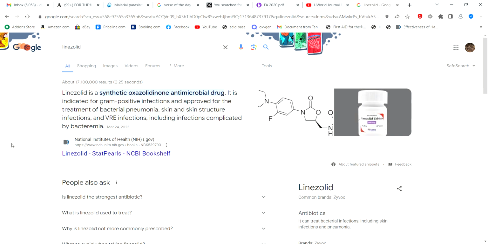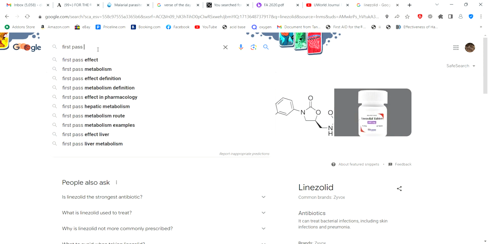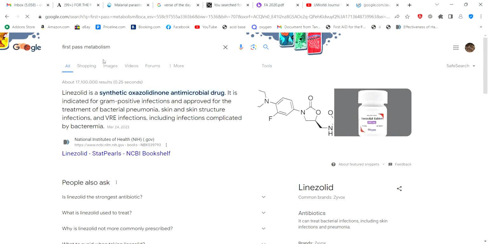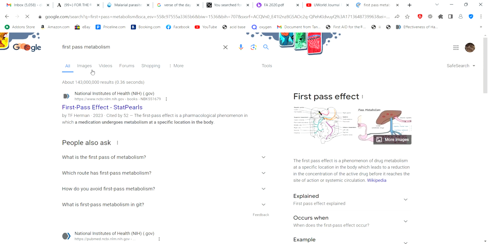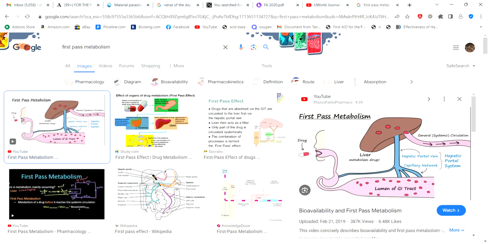Let me show you. First pass metabolism is this. So basically, you take the drug, you eat the drug, and then it goes into your GI tract, right? And a lot of that drug is broken down by the acid. That's how I understand it. Then it goes to your liver. It goes through a bunch of things before it goes into your body to be absorbed. This is the oral one.